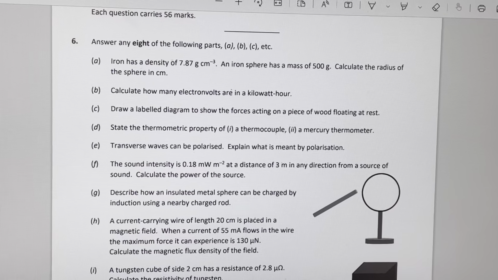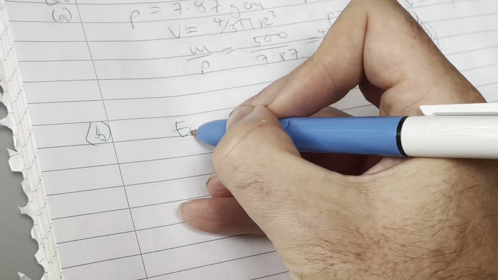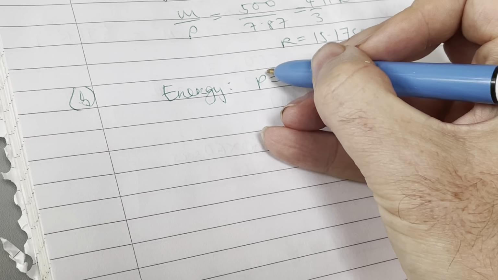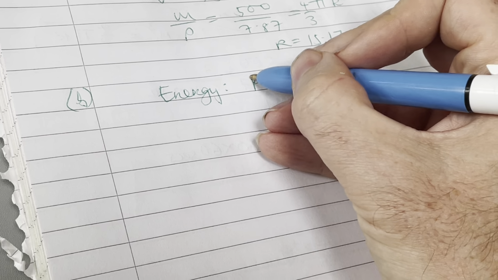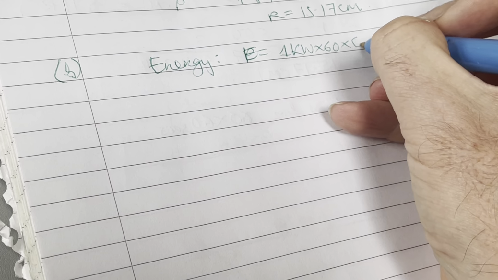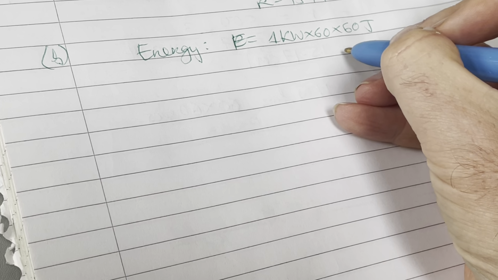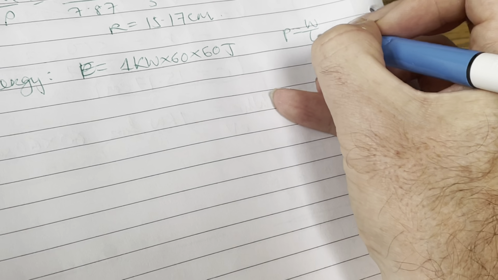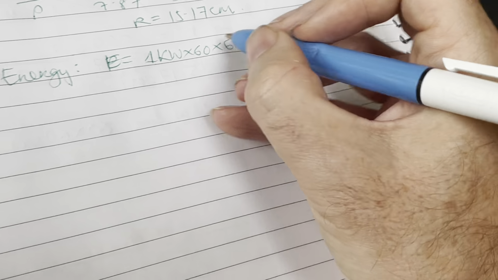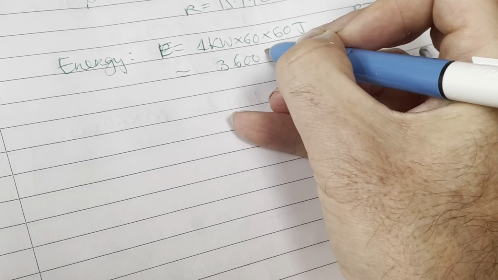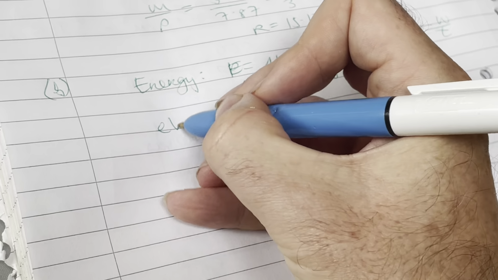How many electron volts are in a kilowatt hour? Well, they're both energy. A kilowatt hour, well, that's actually energy, it's not power. So a kilowatt hour is energy. So that's 1 kilowatt by 60 by 60 joules. Because power is equal to work over time, the work or energy is equal to power by time, so we're multiplying it by time. So that's equal to 3,600 joules.